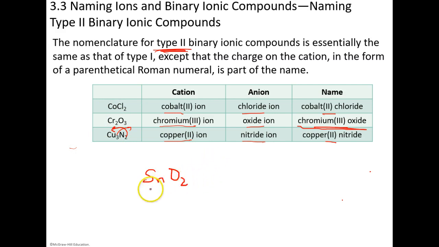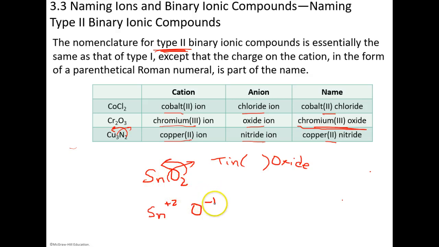Sn is tin, and obviously oxygen is oxide. So I know the name of it is tin oxide, but tin is one of the post-transition metals that has more than one charge, so I have to figure out what the charge is. Let me do the reverse crisscross, and you're going to see what happens in this case. So tin plus 2, oxygen minus 1. From the formula, it's telling me that this oxygen had a 1 because I'm doing the reverse crisscross. Immediately, you should be saying this is not correct.